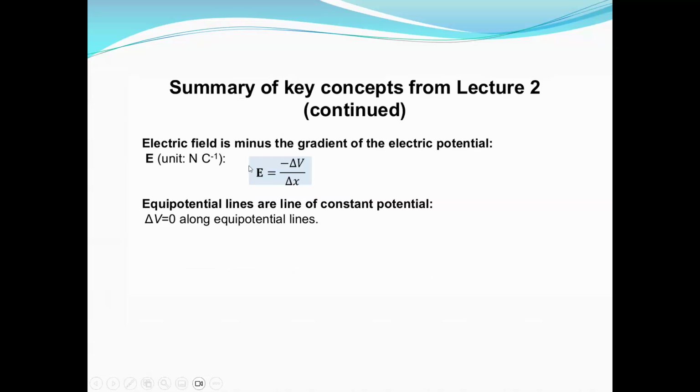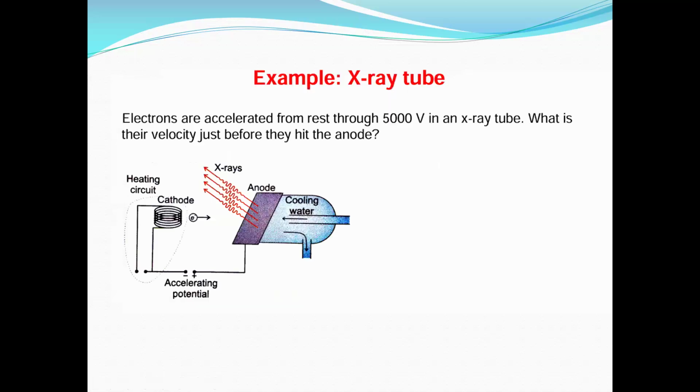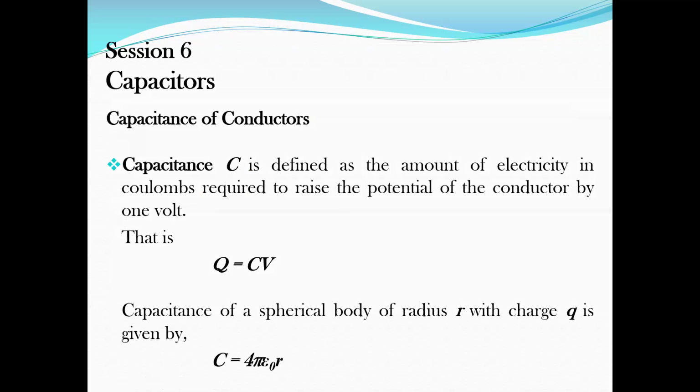And another equation, the electric field is minus the gradient of the potential, E is equal to delta V over delta x. The equipotential lines are lines of constant potential. Then delta V along the equipotential line is equal to 0, right? So, capacitors you do not have. I will give one question related to the potential energy.